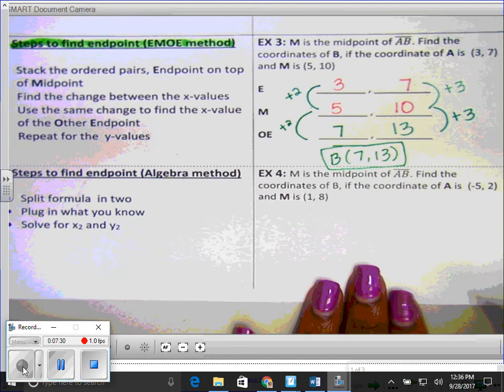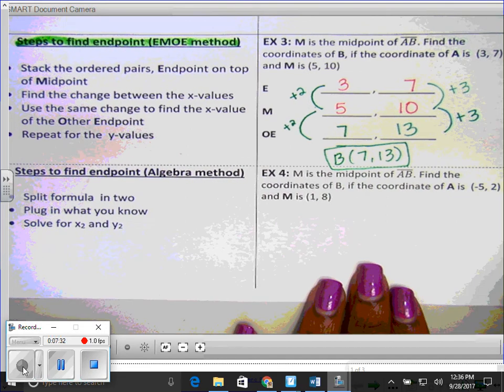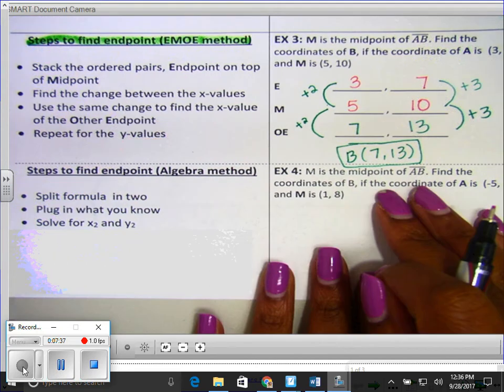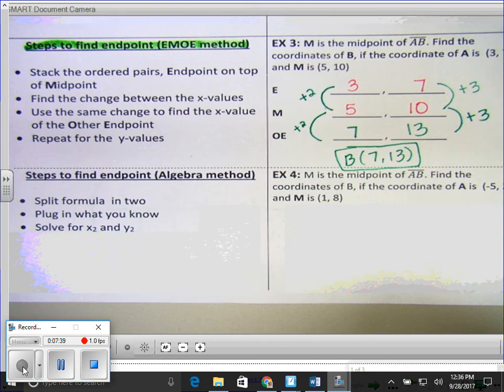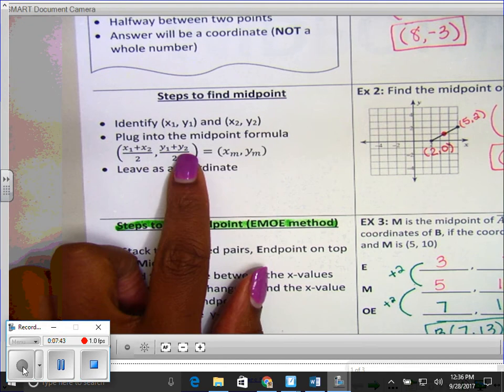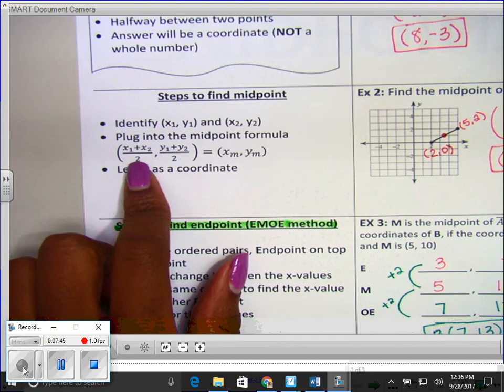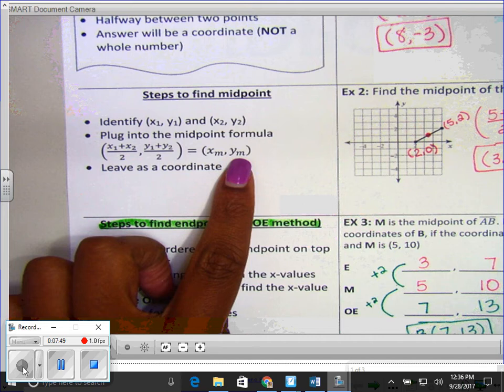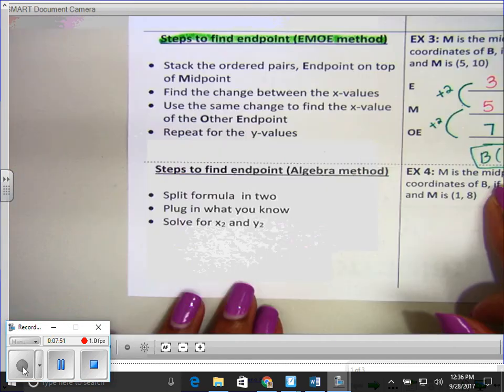All right, the second way to find the endpoint, we're just going to use the algebra method using the actual midpoint formula. Because that midpoint formula up here is the x's divided by 2, the y's divided by 2, and all the x's together will give you the x of the midpoint, and the y's will give you the y of the midpoint. We're just going to separate the formula into 2.